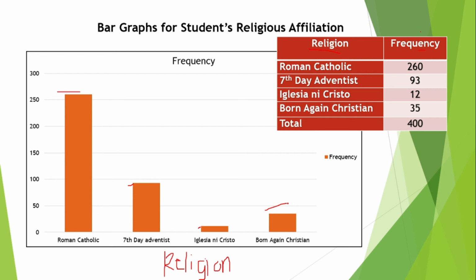So, the most common graphs or charts that we use in qualitative data are the bar graph and the pie chart. While in quantitative data, we can use the stem and leaf plot, pie chart, bar graph, pictograph, and then the line graph. That is what we can use.